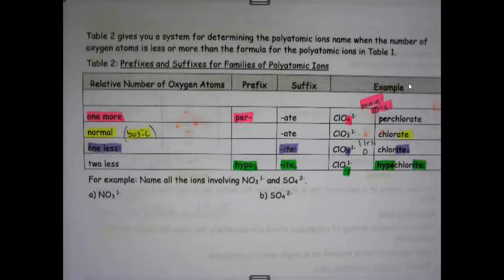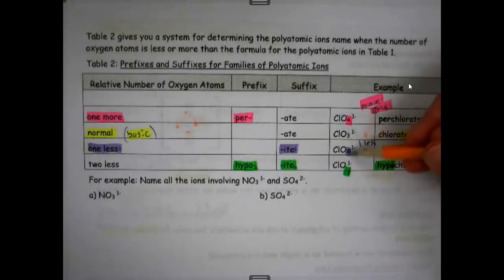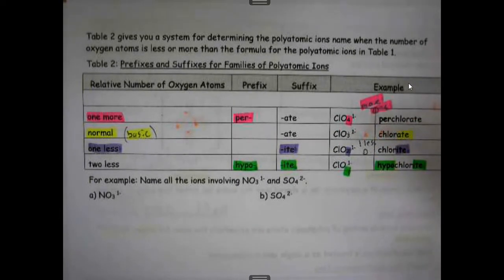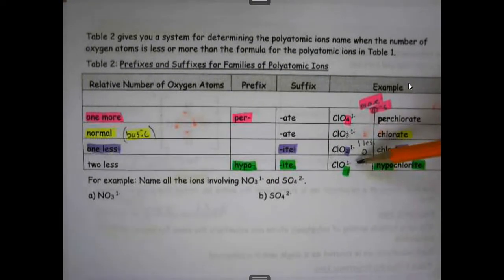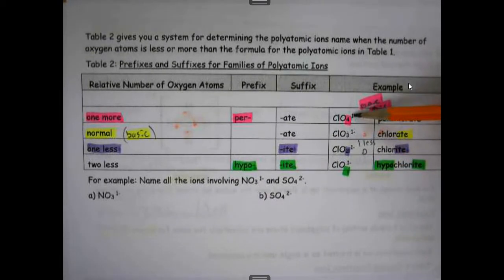Now the one thing I want to mention is the oxygen contents have changed, but the charge does not change on the polyatomic. So for all intents and purposes, even though the formula has changed, the way that the ion behaves is exactly the same. There's no change to the way that it performs. It's still just a 1 minus, a 1 minus, a 1 minus, a 1 minus. Only the structure and the name changes.